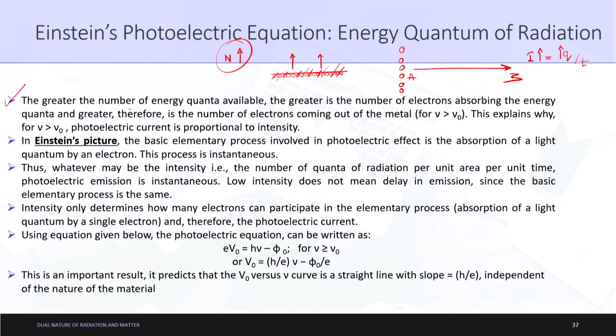So, the greater the number of energy quanta available, the greater is the number of electrons absorbing the energy quanta, and therefore the greater is the number of electrons coming out of the metal. Therefore, as the energy-absorbing electrons have increased, the electron emission has also increased. This explains why for nu greater than nu naught, photoelectric current is proportional to intensity.